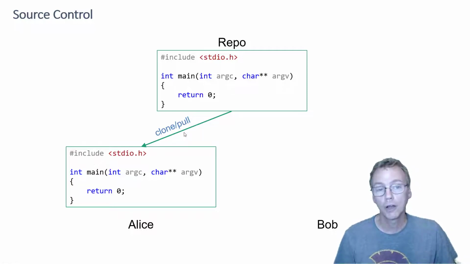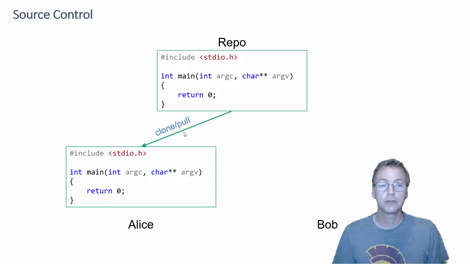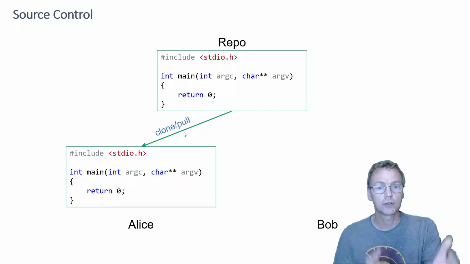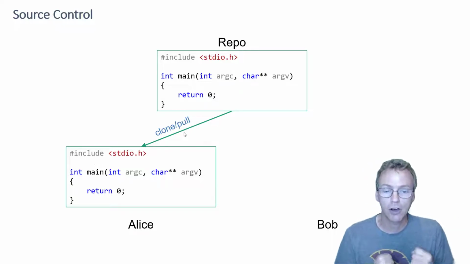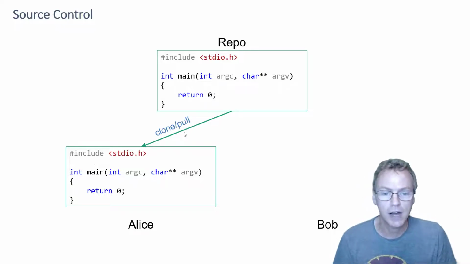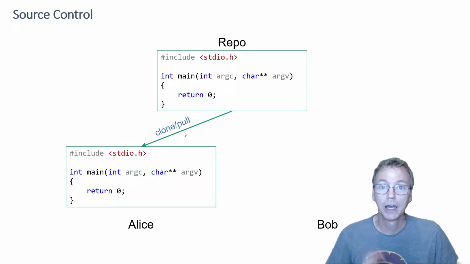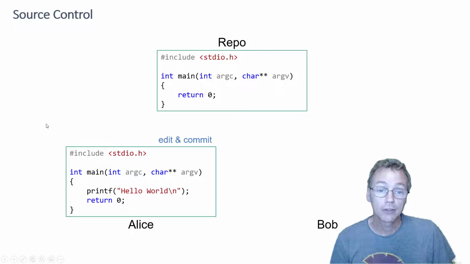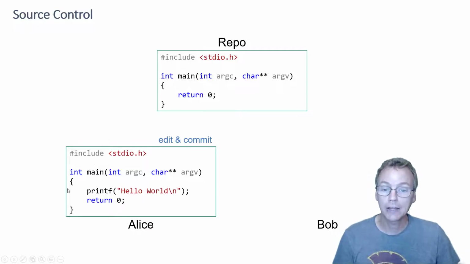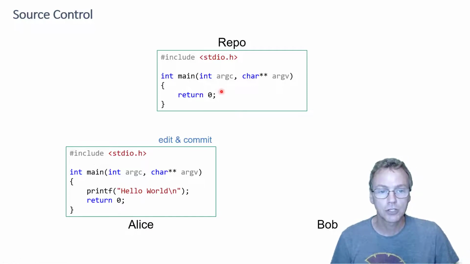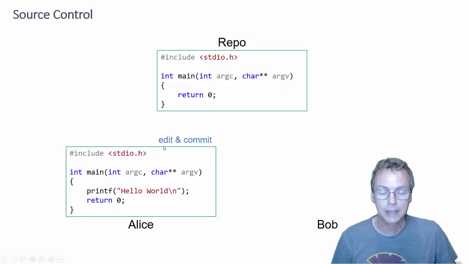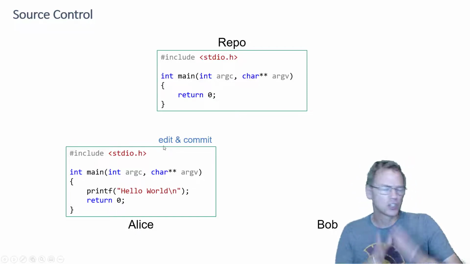Here's our repo, and the first thing that we do is Alice is going to do a clone or a pull of the repo. That just means go to the server and give me a copy of what's on there. So Alice now has on her local hard drive an exact copy of what was found on the server moments ago. Alice then makes a change. She edits the file. The original just said return 0, but now she's added this printf hello world.